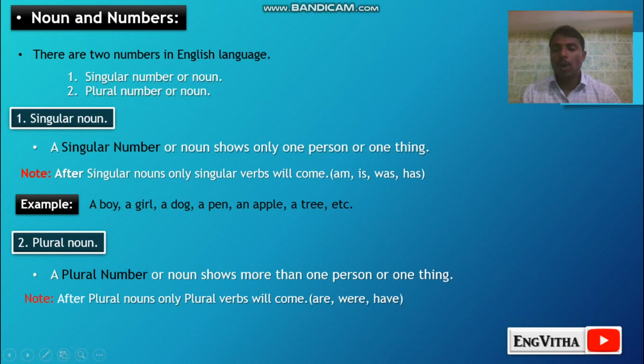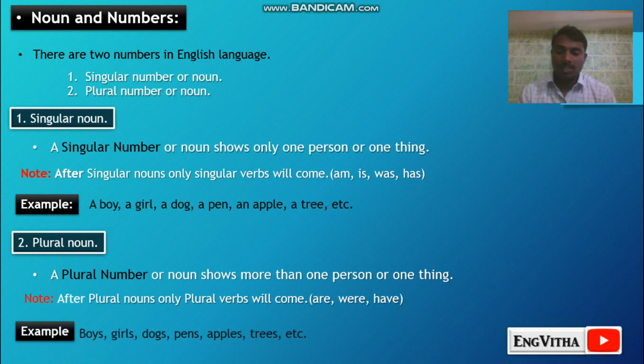Let us see a few examples of plural nouns. They are boys, girls, dogs, pens, apples, trees and so on. If you see boys, here we are not talking about only one boy but more than one. Either two boys or more than two. So the plural noun is one which shows more than one thing or person.